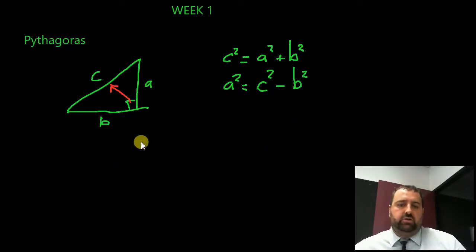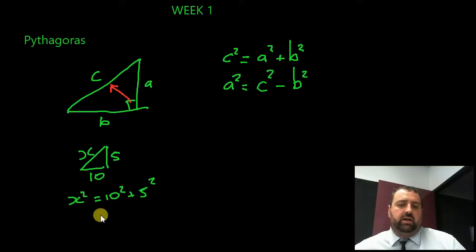All right, so doing a little bit of an example, I'll do two examples. The first one is finding the long side, so I'll call the long side X, I'll call the short side 10, and I'll call the other short side 5. So in this case, X squared equals 10 squared plus 5 squared. Because X is the longest side, it is adding. Okay, so X squared is 100 plus 25, which makes 125.